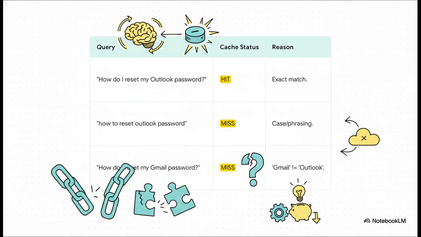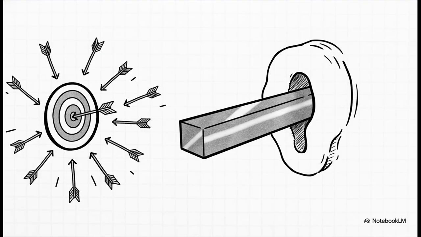But here's where this whole thing just falls apart. Look at this table. The first query, a perfect hash hit. Awesome. But the second one, just with a lowercase h and no question mark, is a total miss. The third one, which asks the same basic thing but for Gmail instead of Outlook, also a miss. You can see how fragile this is. So yeah, the bottom line is this method is way too rigid for the real world.